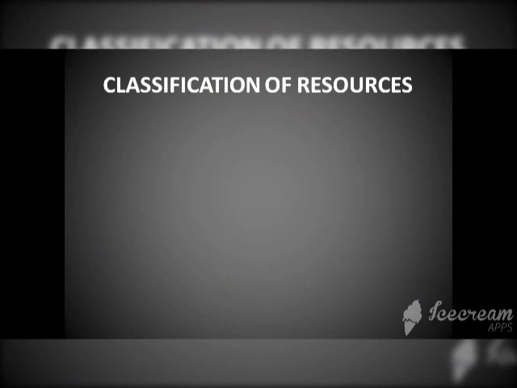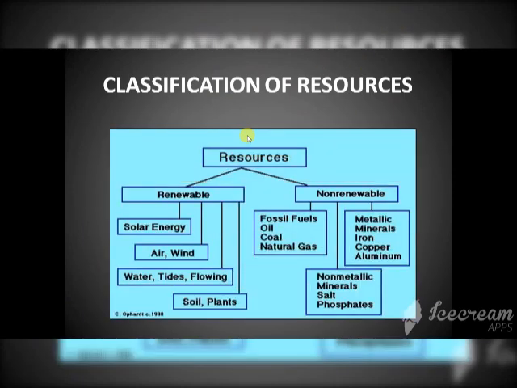Now, next we have the classification of resources. In the CBSE NCERT book of class 10, it refers to the division of resources into two factors, mainly natural and human. Under natural, we have renewable and non-renewable resources. Renewable resources are those which can be renewed once used, for example, solar energy, air, wind, water, tides, running water, soil, plants. And non-renewable resources are fossil fuel, oil, coal, natural gas, metallic minerals, iron, copper, aluminium, and non-metallic minerals, salt and phosphate.